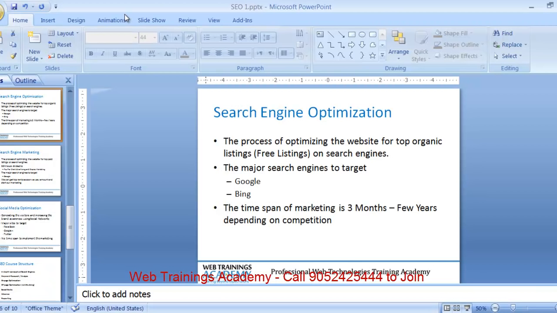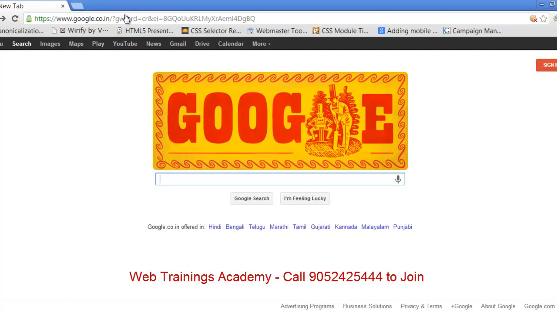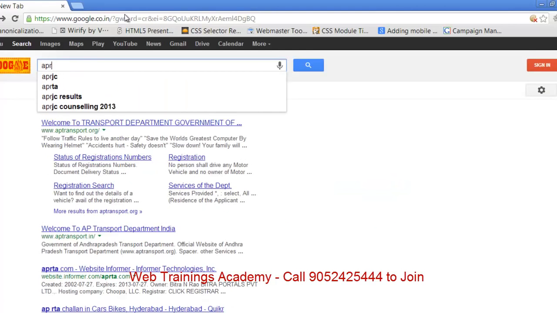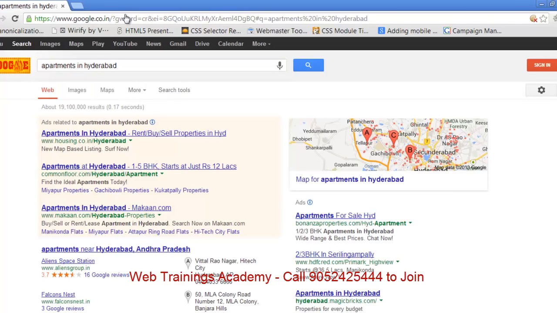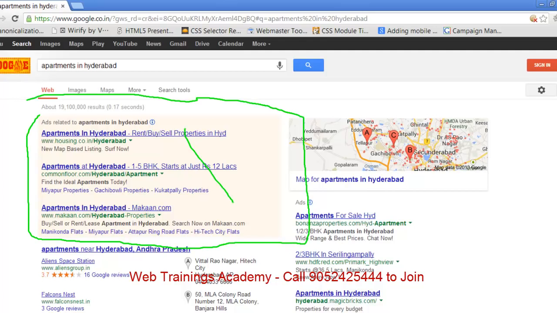For example, I'll give you an example here. I'm searching for a keyword, say apartments in Hyderabad. Our search keyword is apartments in Hyderabad. This is my target keyword. Now have a look at this. If you see this particular block, which we will discuss in a while, it's not actually SEO. This comes under the characteristics of SEM, which we will discuss in a while.